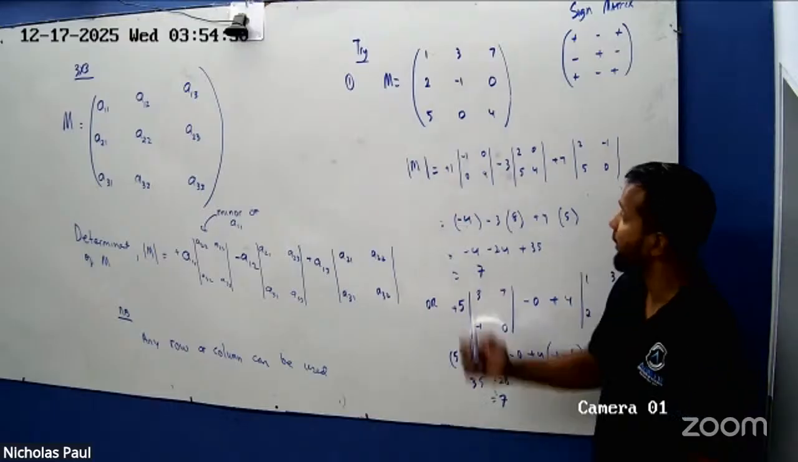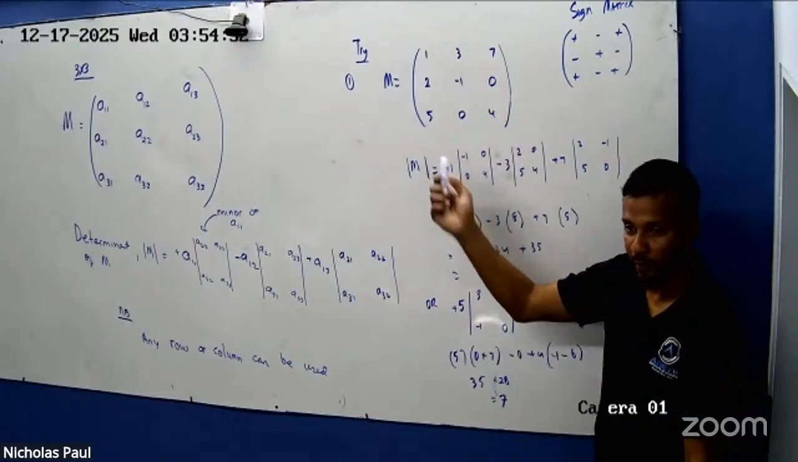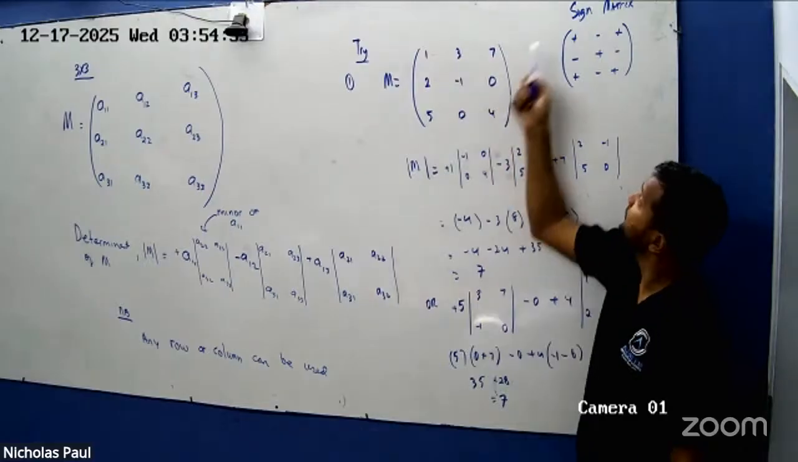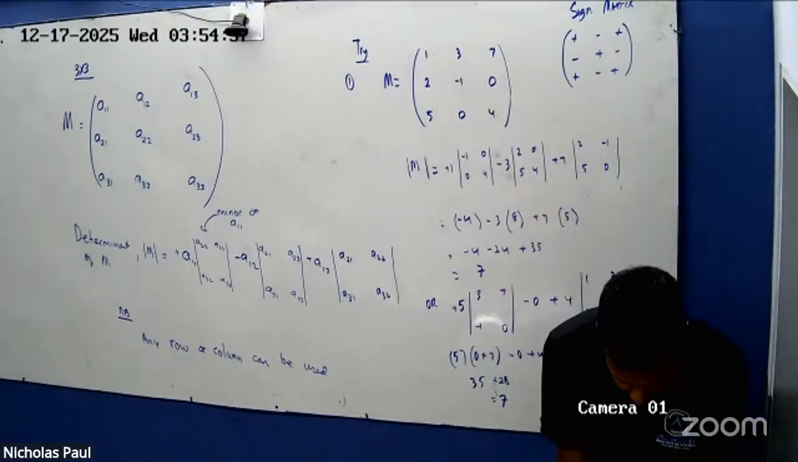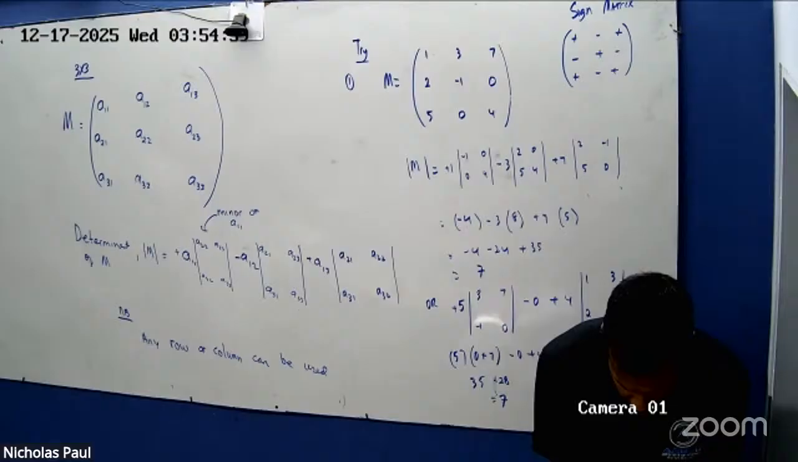Right, for homework, you can try using a column as well, right? It doesn't matter. Just use the sign matrix. Let's try the next one now.